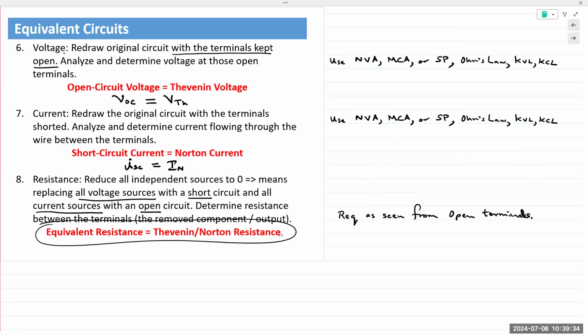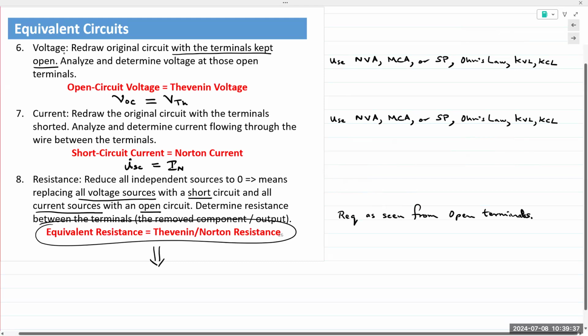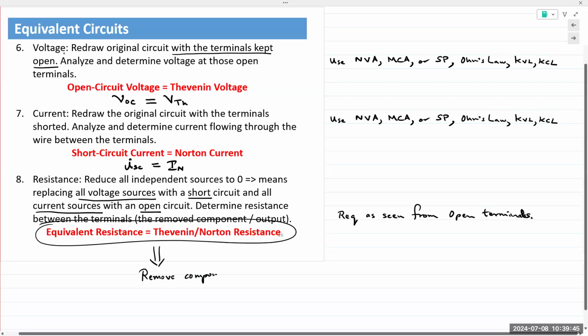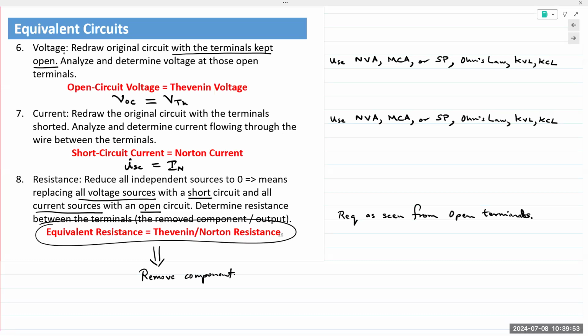With Thevenin resistance, you remove the component if it states as seen by, or a load resistor is representing the second circuit, or as a load for the first circuit. If the problem states, determine the equivalent circuit between terminals AB or terminals XY or a specific pair of terminals, then you do not remove anything from the circuit. This is a big difference.